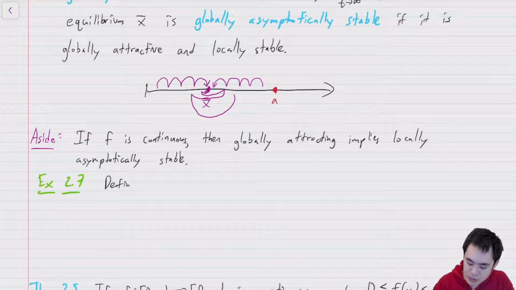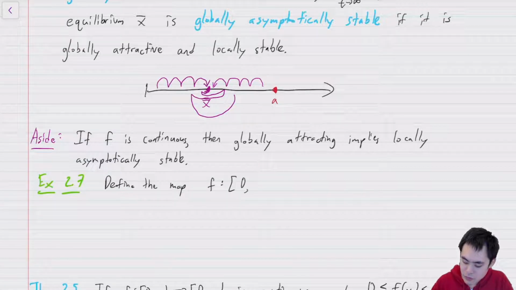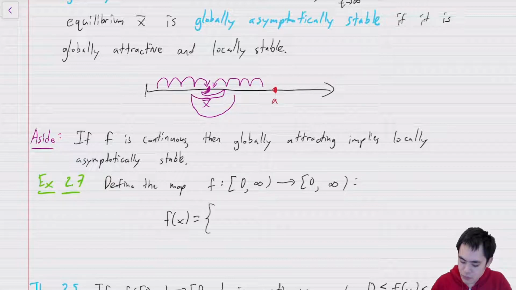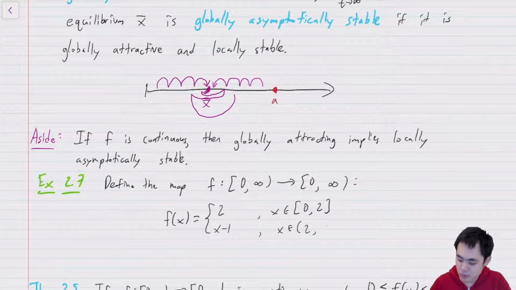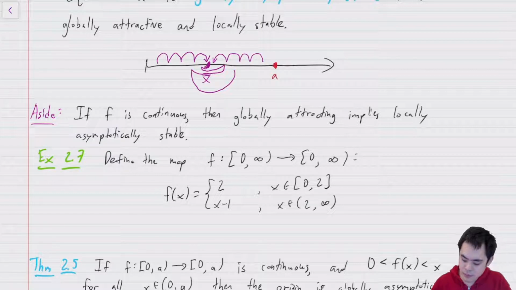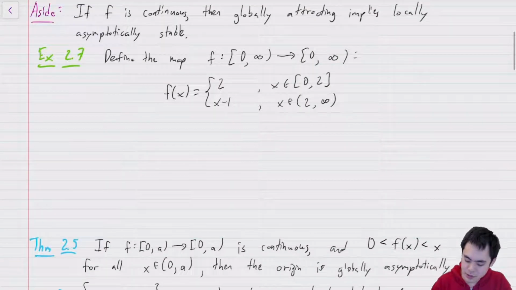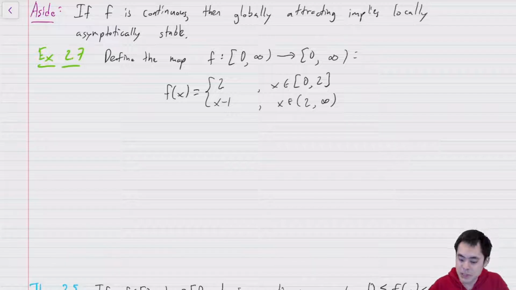So we're going to define a map F on the entire positive real line. We're going to define it by f of x is equal to 2 if x is between 0 and 2 inclusive, and x minus 1 if x is bigger than 2. This is an example of something that is globally attractive but not locally stable.